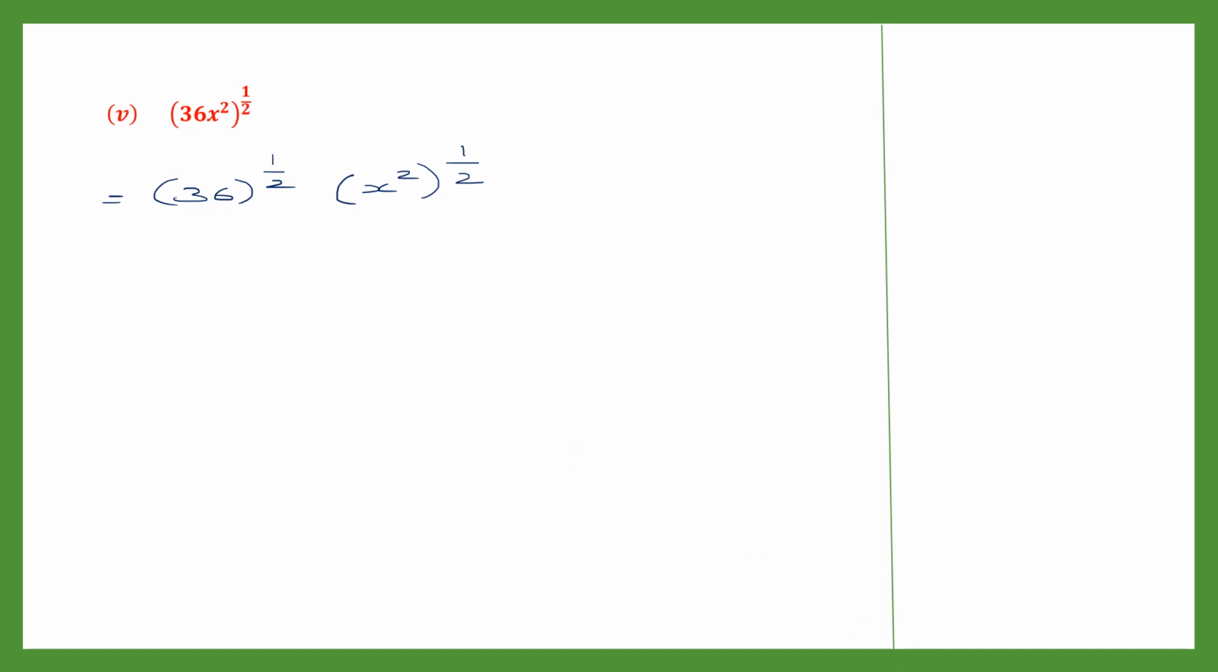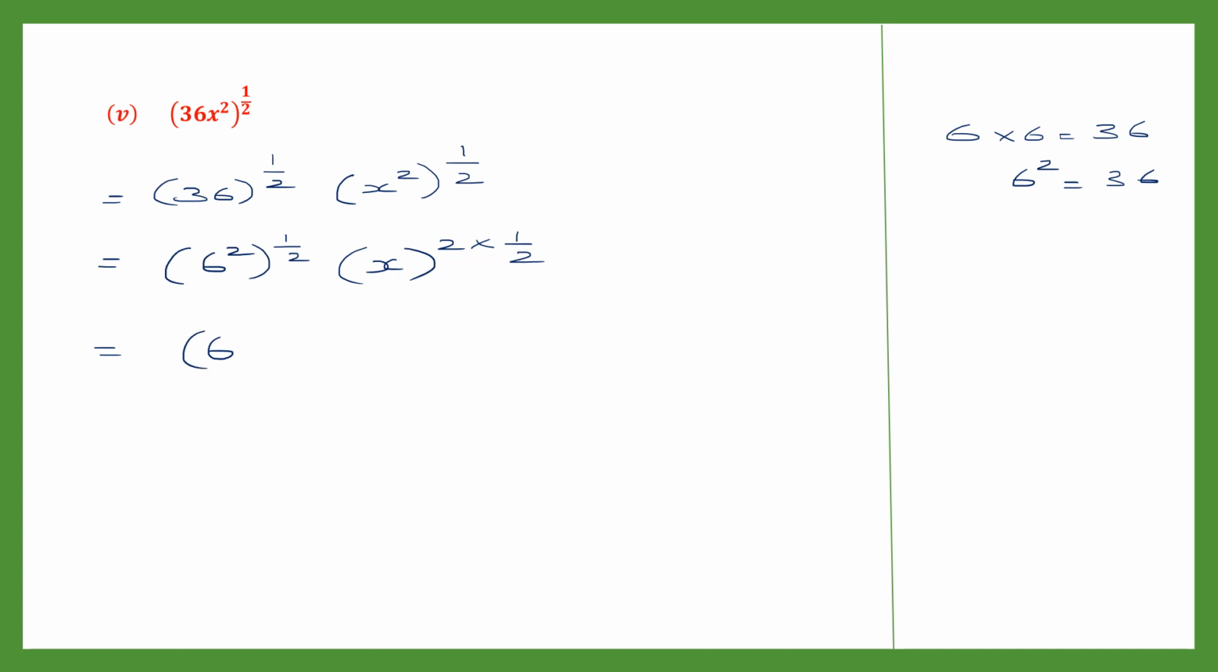Now what about 6 into 6? 6 into 6 is 36, isn't it? That means 6 to the power of 2 is 36. So instead of writing 36 here, we can write 6 to the power of 2. And this we can say is raised to the power of 1 by 2. Now here we can say x is raised to the power of 2 into 1 by 2 using the power law. So in this step, this becomes 6 to the power of, again here also power law, 2 into 1 by 2, and here we have x raised to the power of 2 into 1 by 2.